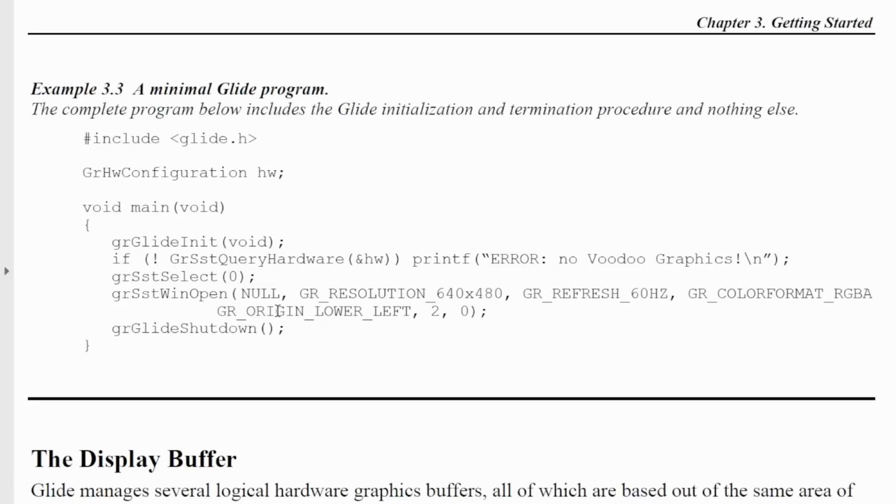Anyway, then you just have your program for displaying your points and lines and triangles and so on. And when you're done, you just call Glide Shutdown. So it's really straightforward and it's explained quite well in the manual.